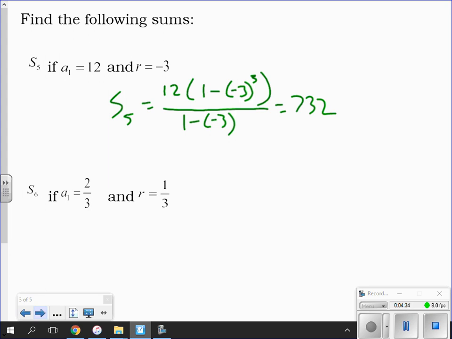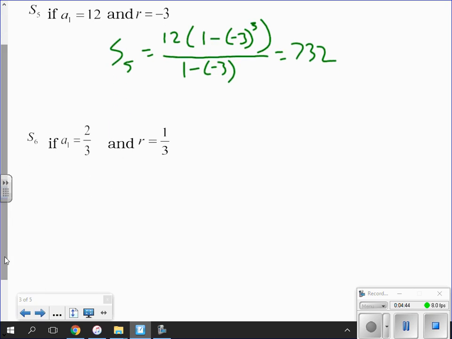If r was positive 3, that would be a much larger number because it wasn't adding, subtract, add, subtract, add, subtract. Okay. Next one, this one isn't too bad. It's actually kind of nice if you look at it here. So find the sum of the first 6 terms.